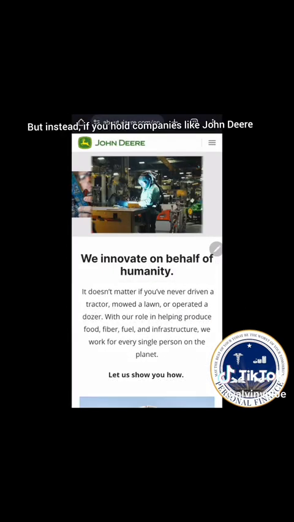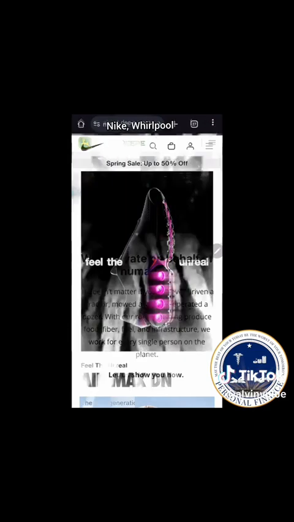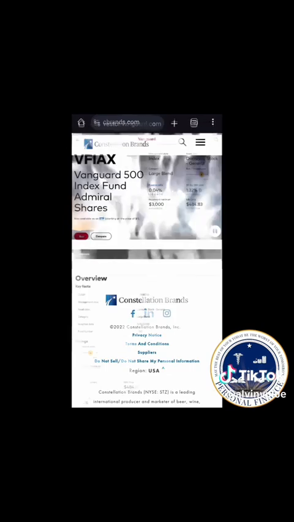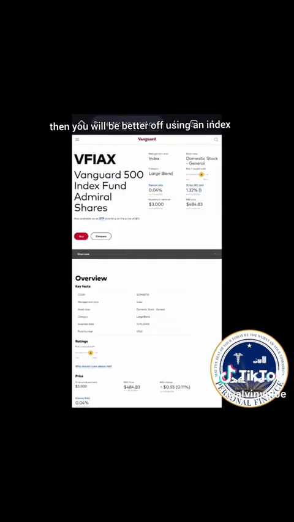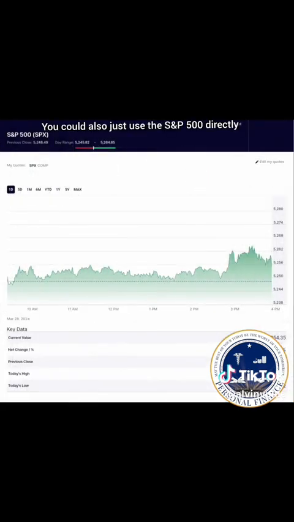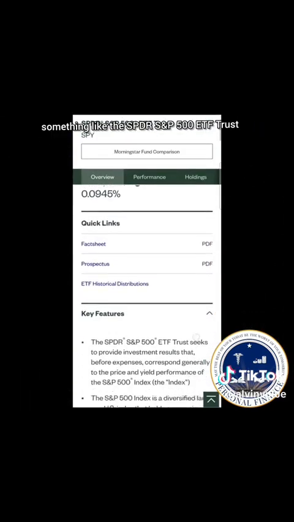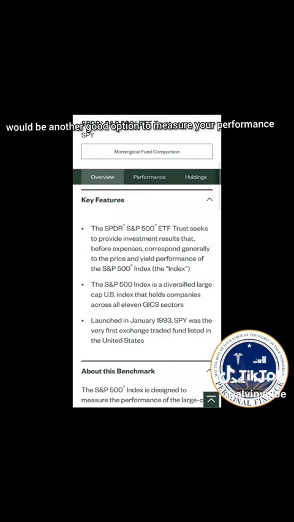But instead, if you hold companies like John Deere, Nike, Whirlpool, BlackRock, and Constellation Brands, then you will be better off using an index that holds securities designed to track the S&P 500, because the companies I just mentioned and their peers are the types of stocks that are constituents of the S&P 500. You could also just use the S&P 500 directly. Besides just using the S&P 500 directly as your benchmark, something like the SPDR S&P 500 ETF Trust would be another good option to measure your performance.